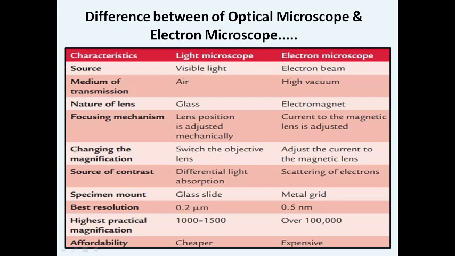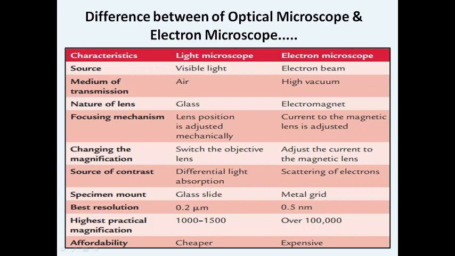Regarding the best resolution achieved in the case of a light microscope, it is around 0.2 micrometers. We have some theoretical expectations for what the microscope can achieve, but in the practical case, the best resolution from a light microscope is around 0.2 micrometer scale, whereas the electron microscope reaches around 0.5 nanometers. Regarding practical magnification range, the optical microscope is around 1000 to 1500, and at the maximum extent around 5000 times, whereas the electron microscope crosses more than 1 lakh times magnification.